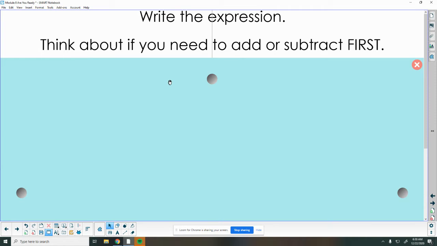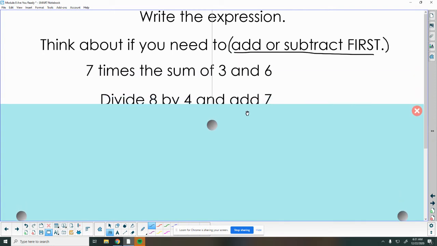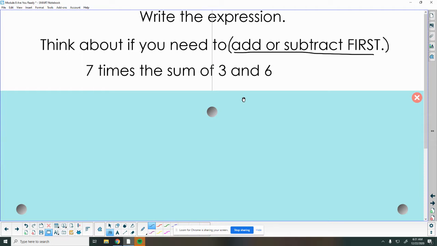We're going to write the expression, so the mathematical expression, and we need to think if we need to add or subtract first, we need to make sure that we get parentheses around that part of our expression. So our first one here says we have 7 times the sum of 3 and 6. So the sum of 3 and 6 means we're going to add 3 and 6 together. And then we're going to times that by 7.